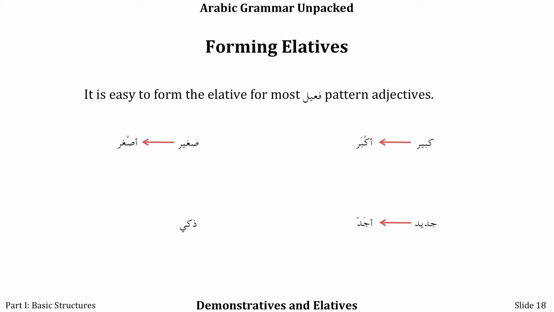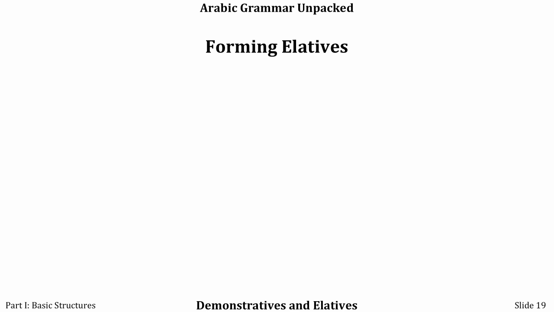When the last letter of the adjective is a vowel, like dhaki for smart, it transforms into alif maksura. So smarter or smartest is adhka here, with alif maksura, the dotless letter ya that is in fact an alif. So watch out for these tricky ones, but most of the time the transformation is really very simple. Let's take a look at a few very important elatives here.